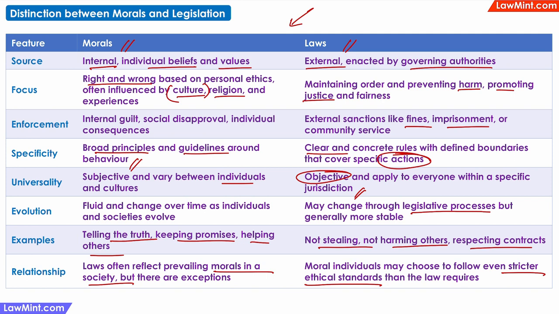For example, when the country was under lockdown and the law required businesses to continue paying salaries to their full-time employees, some businesses decided to pay even casual and contract staff also. So they went above and beyond what was required by the law, just because they felt it was morally right, even though it was not a legal requirement. So that is the difference between morals and laws.